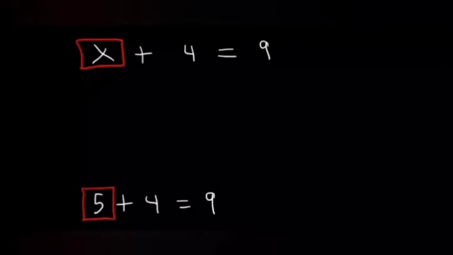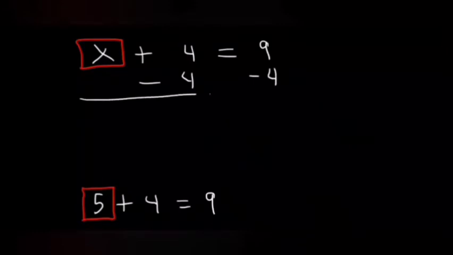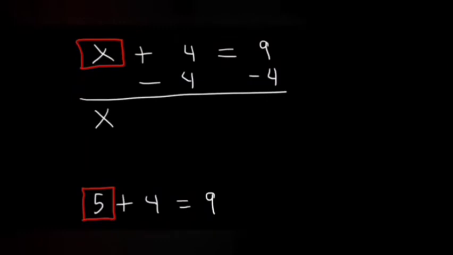Now, how do you solve this? Remember, addition is removed by subtraction. So you subtract 4 from both sides. As you can see, when you do that, our x will be equal to 5. So 4 cancels 4, you have 5. So our x is equal to 5.